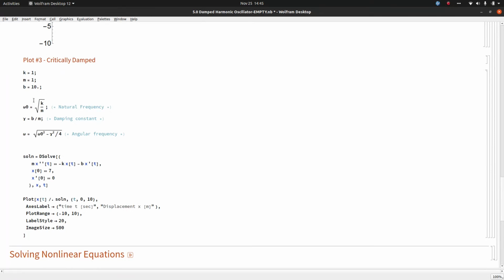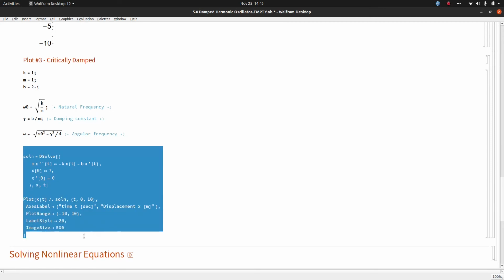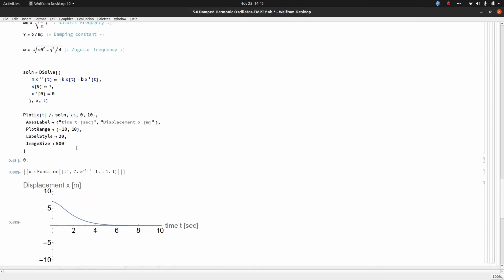So here, k is 1, m is 1, therefore square root k over m is going to be 1, omega naught is going to be 1, which means omega naught squared is going to be 1. So if I want omega to be identically 0, I need gamma squared over 4 to be identically 1, which means I need gamma to be 2. So I need b to be 2. So we're going to run this, we will see, just run this cell.